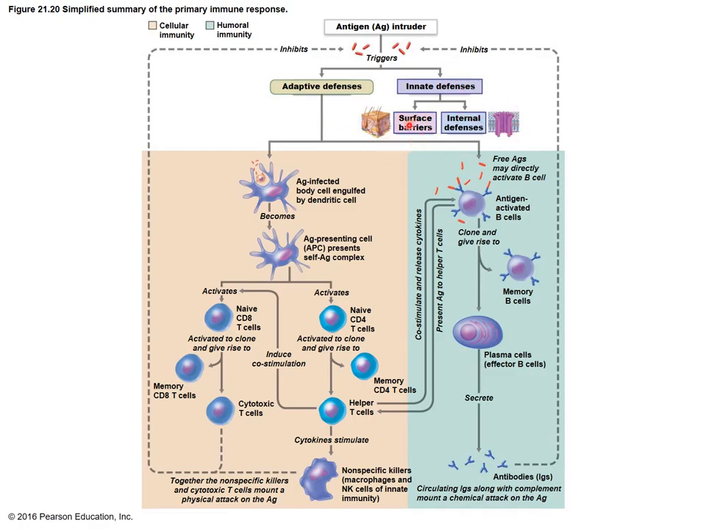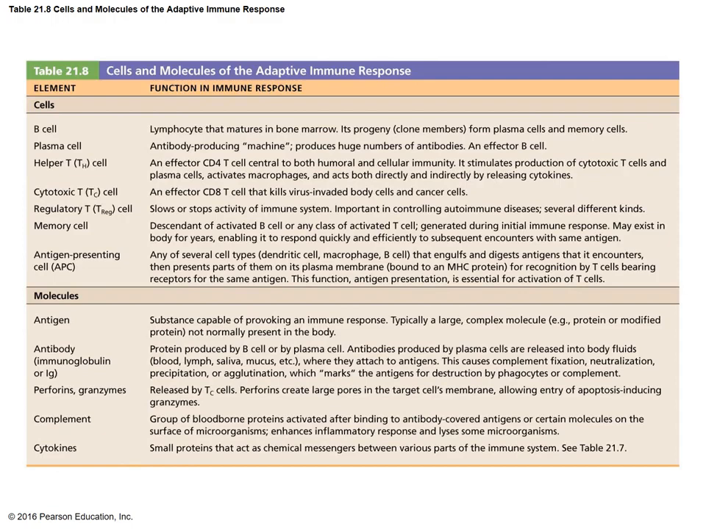If something can penetrate past this first line of defense, you've got the second line of defense and the third line of defense. Remember, the innate is very non-specific. This is going to happen no matter what the specific organism is. The adaptive defense is very, very specific. And this table is showing some of the different cells and some of the different molecules that are involved with the immune response. Essentially, when you see complement, think cell lysis.